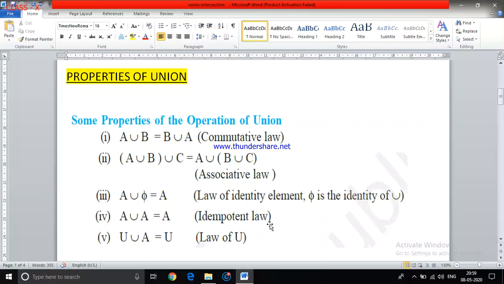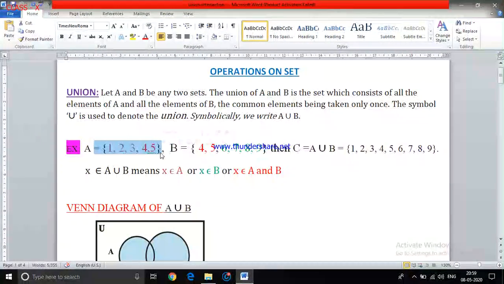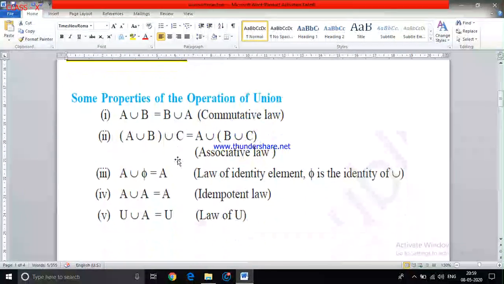Next, the idempotent law, which is A union A. That means a set is taking union with the same set, so I have to get the same set again, A only. A union A will give me the same elements of A only. If you want to understand, say you have the set A as 1, 2, 3, 4, 5, and again I take union with A only. All the elements will remain the same, 1, 2, 3, 4, 5. So that's why A union A will again be equal to A.